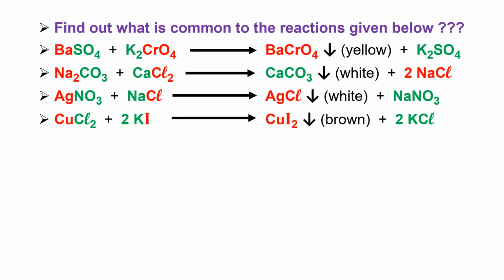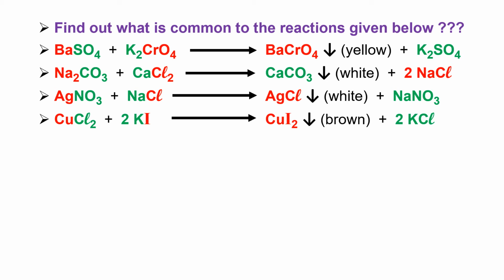In the first reaction, barium, Ba, is displacing potassium, K2, and potassium is displacing barium. So in simple words, they are mutually exchanging their places.